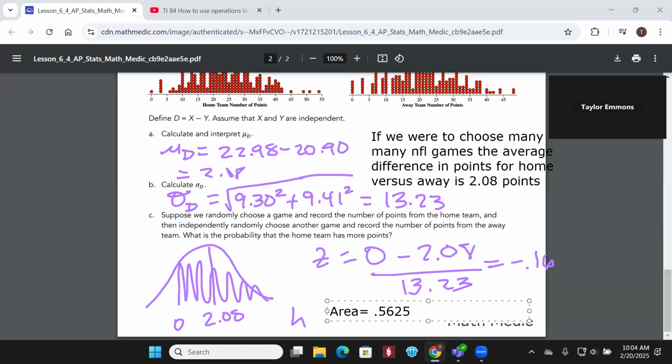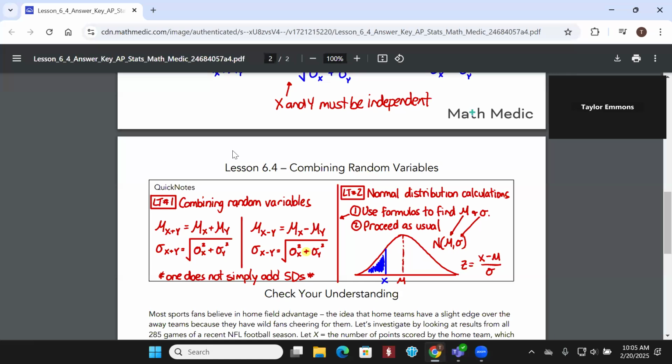Flip the page. We get to talk about the World Cup. So the standard deviation does not change. This is combining random variables. This is, hey, we're going to put these two things together, or hey, we're going to find the difference between these two. Okay, so take a moment, go ahead and write that down.